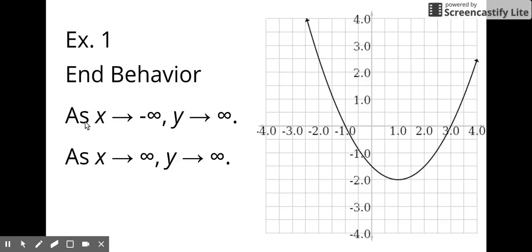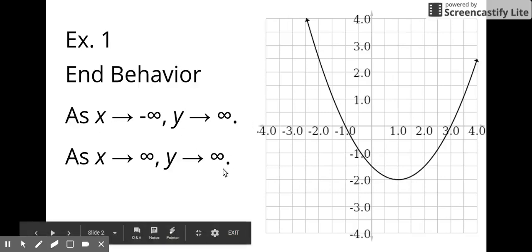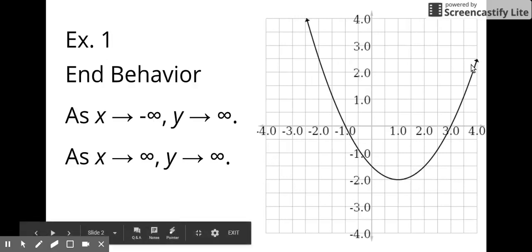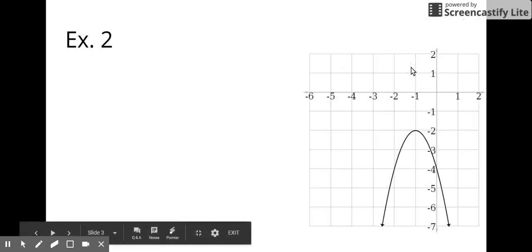So again, we're saying this is describing the left part of our graph. As x goes to negative infinity, y is also going to infinity. And then as x goes to infinity, y goes to infinity.